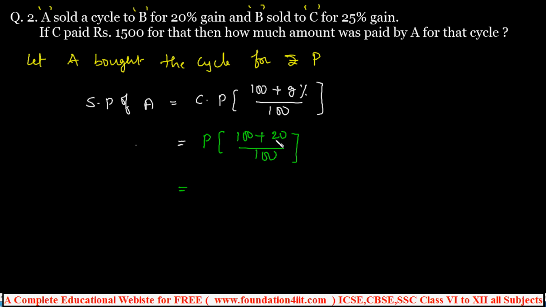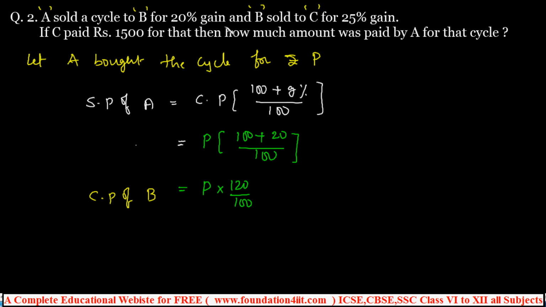Now 100 plus 20 is 120. You can calculate this: 120 by 100 into P, so P into 120 by 100. This is the selling price of A, but the same selling price of A is nothing but the cost price of B, because A sold to B, that is B purchased from A. So cost price of B is equal to P into 120 by 100.